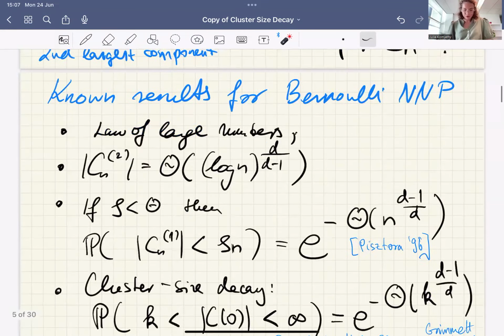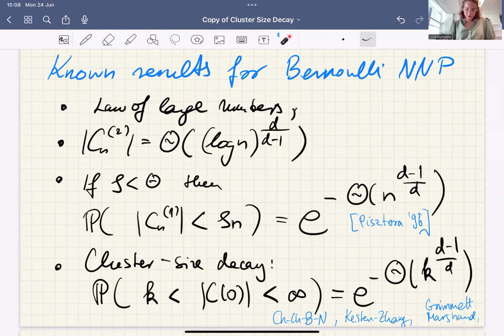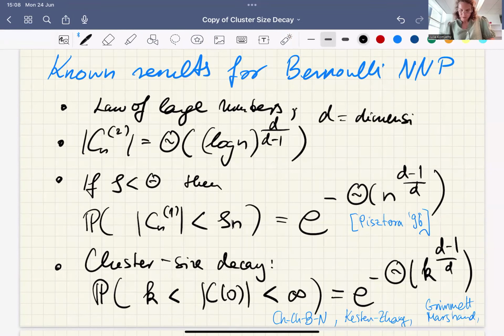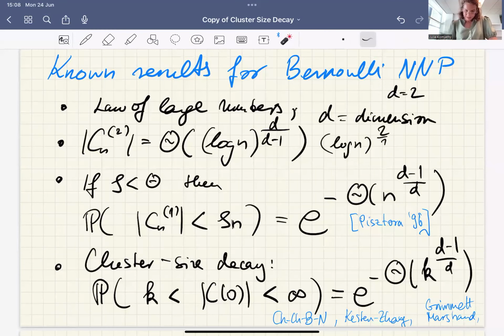So here are the known results for this model. The law of large numbers does hold, so we can take this out. The second largest component in a box is actually logarithmic in the volume, with a specific power d over d minus 1, where d is the dimension. In our case, when d is 2, this is log n to the 2 over 1, so (log n)^2.